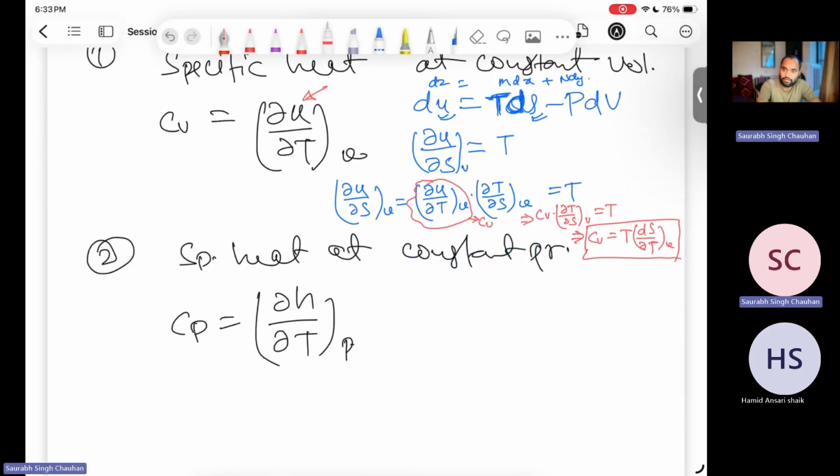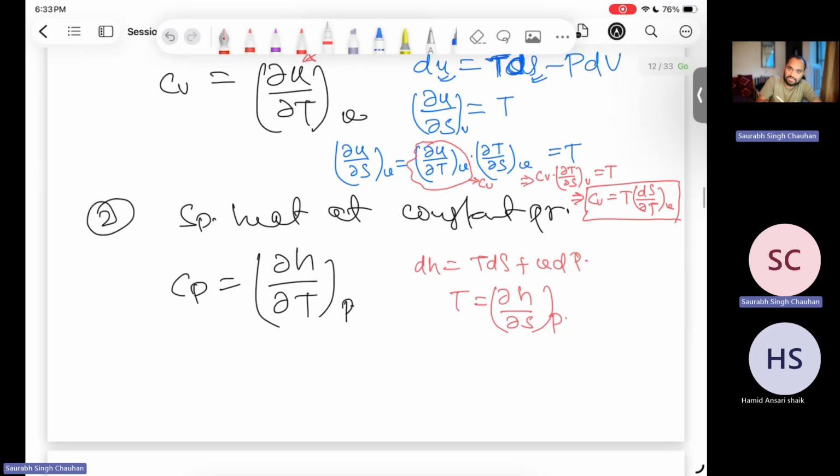Similarly, we can do the same thing for enthalpy. You can use the relation dH = TdS + VdP. Then you can write T = ∂H/∂S at constant pressure, and you can proceed in the same way.